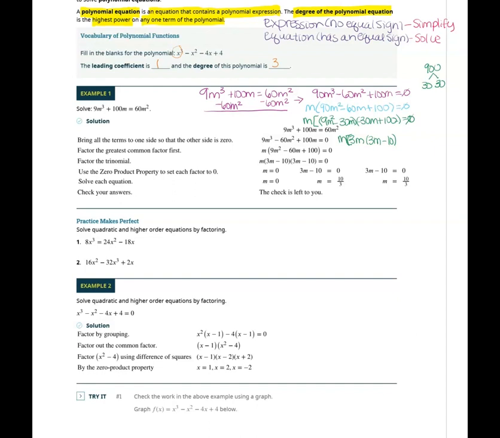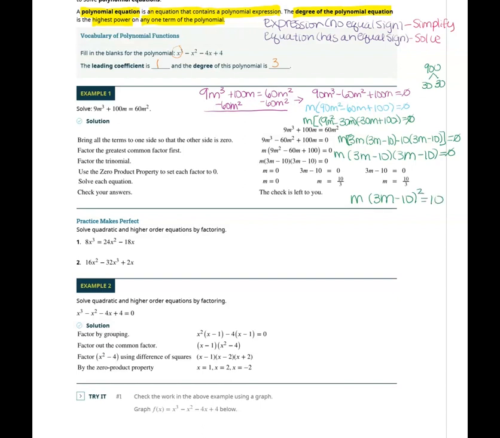And then we can pull out a negative 10 out of these two. And that's going to leave us 3m minus 10. All that equals 0. Now we know from before that what's on the outside, 3m minus 10, and then 3m minus 10, both of those equal 0. So I'm going to skip this. I'm going to have m, and then 3m minus 10 squared equals 0.